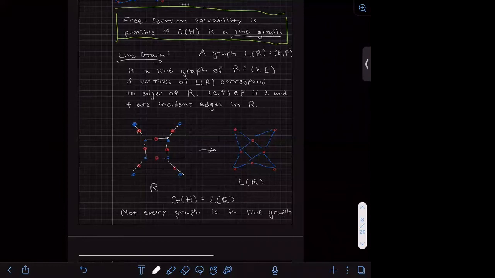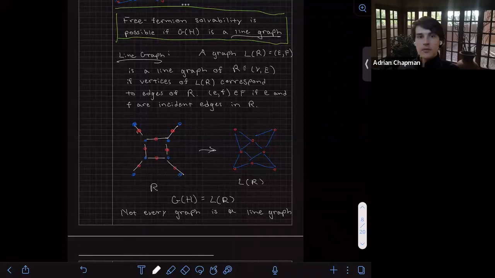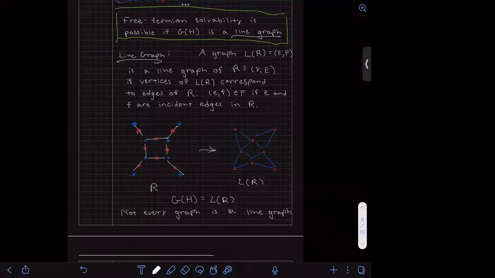Yeah, so it seems like this way of constructing line graphs is a little bit like a duality somehow, right? Because you're taking a graph and then getting the dual of it or something like this.